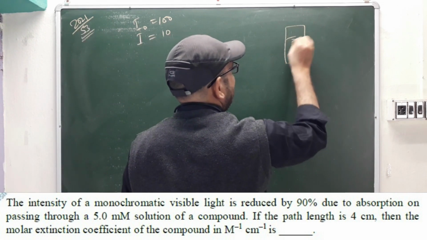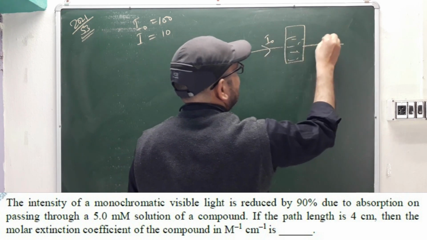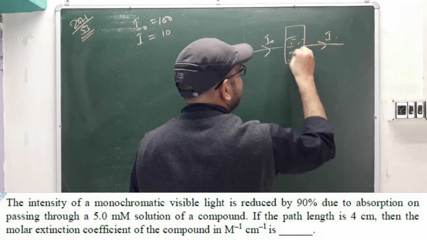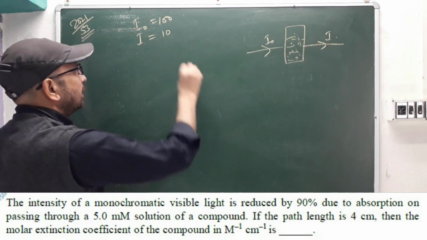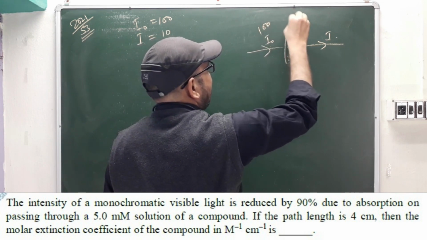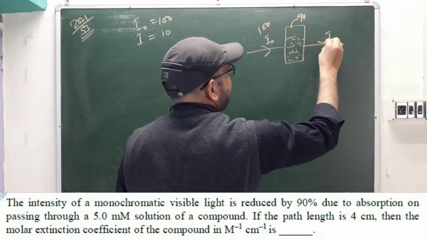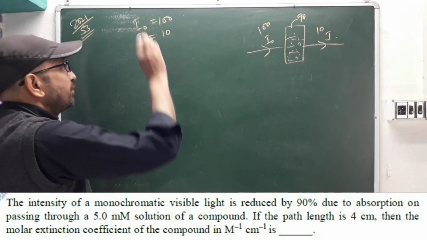I'll just explain it to you graphically. This is I0 and this is I, and here absorption is taking place. Now what is happening? This incident radiation is, suppose, 100, 90% is absorbed here, and the remaining is 10%. So likewise we got I0 and I.